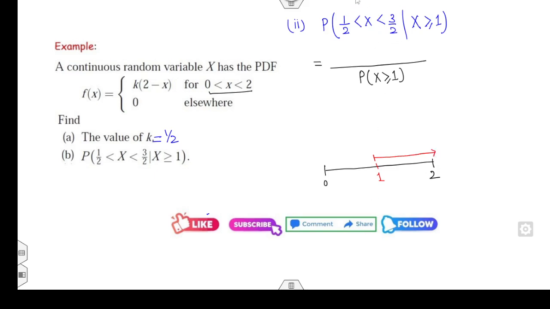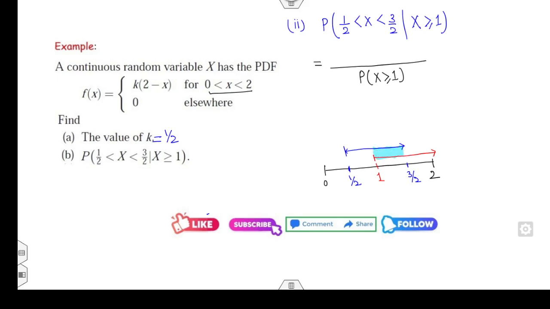Now draw the numerator. Numerator is my half. This number is my half. And 3 by 2, that is 1.5. Look at the number which lies in between them. So can you find the common portion? What is the common portion? This is the common portion where both the blue and the red lines occur.